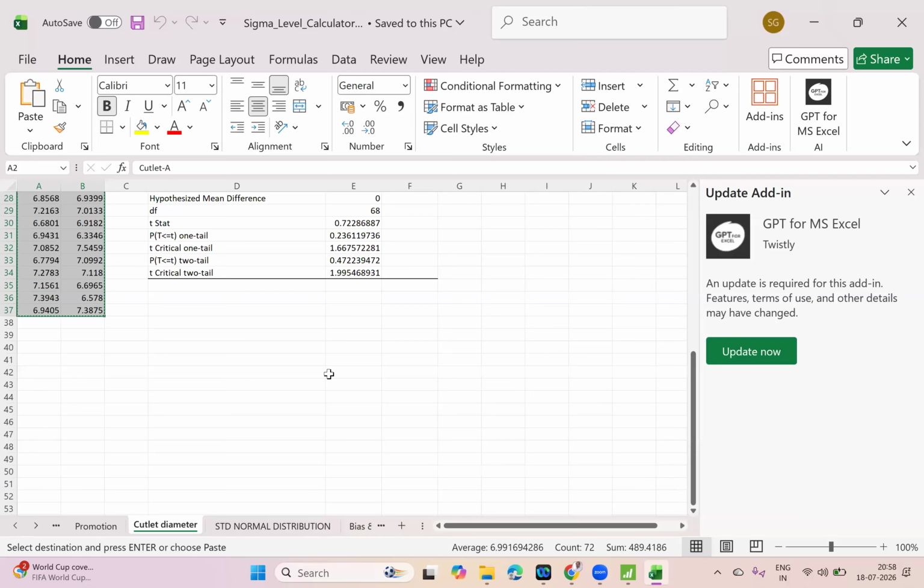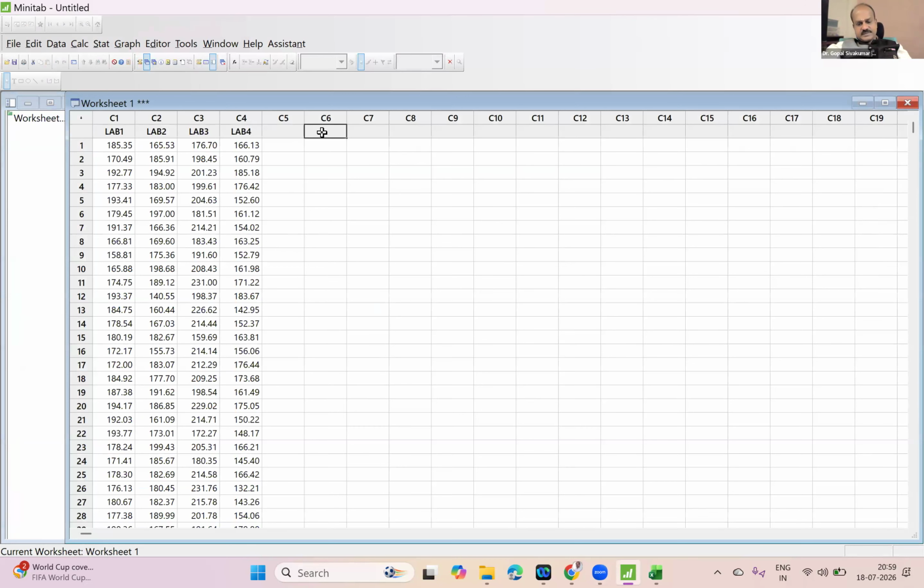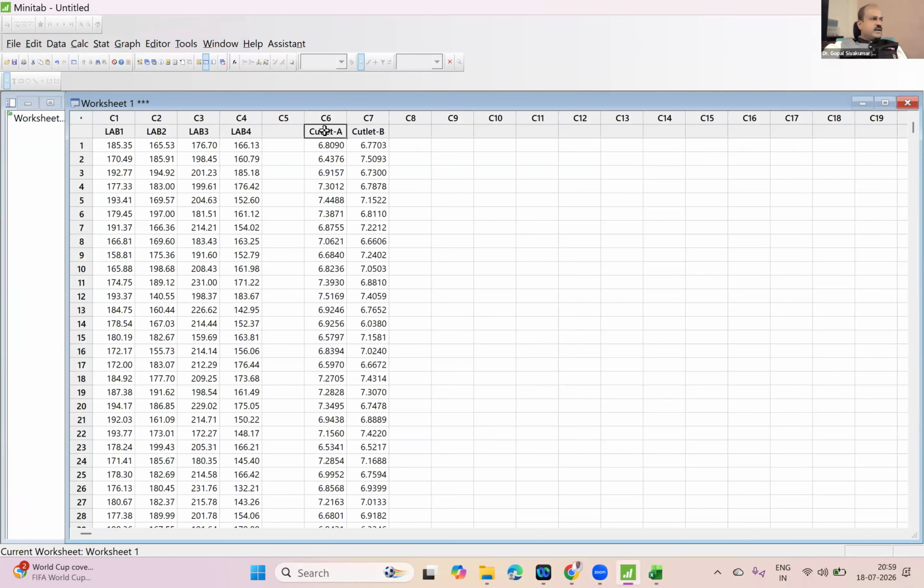Now another case. Now I will share the screen again. We'll do another case. I copied this cutlet diameter file from here. I'm going to Minitab, going to the worksheet, then I'm pasting here. Now what do you see? Cutlet A, cutlet B.